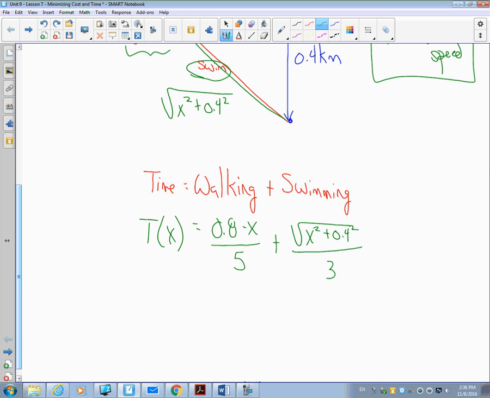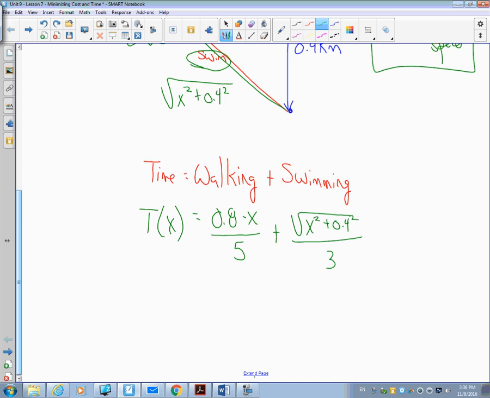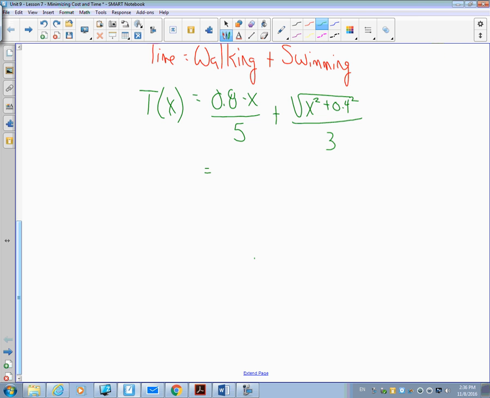So I'm going to simplify this a little bit before I try and take derivatives, okay? I'm going to divide the first fraction, both these things, by 5. So I'll end up with 0.16 minus 0.2x. Over here on the next piece, I'm going to write this as a fraction. So 1/3, that's the same thing as divided by 3, times x squared plus 0.4 squared, which is just 0.16. And the root sign, we know that's an exponent of a half. So I've got a slightly different version that's going to allow me to take my derivative easier.